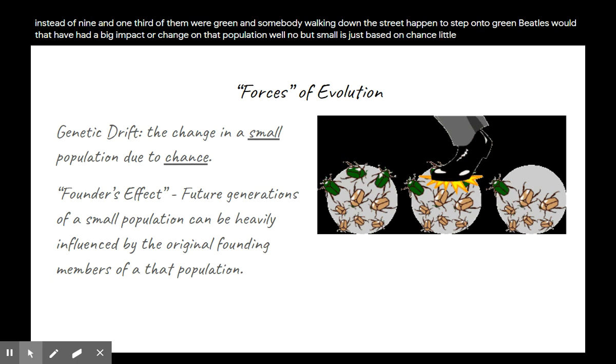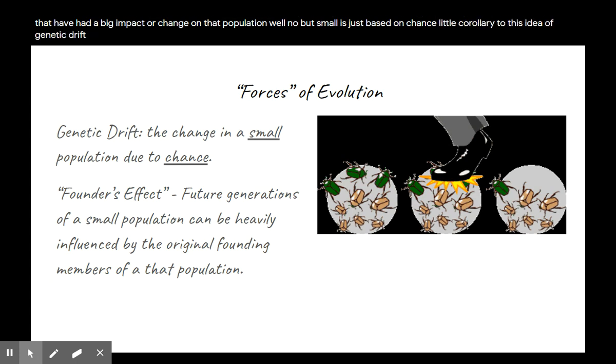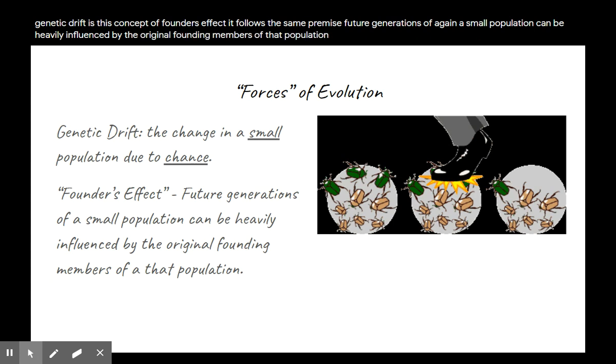A little corollary to this idea of genetic drift is this concept of founder's effect. It follows the same premise. Future generations of, again, a small population can be heavily influenced by the original founding members of that population. Again, small and due to chance.